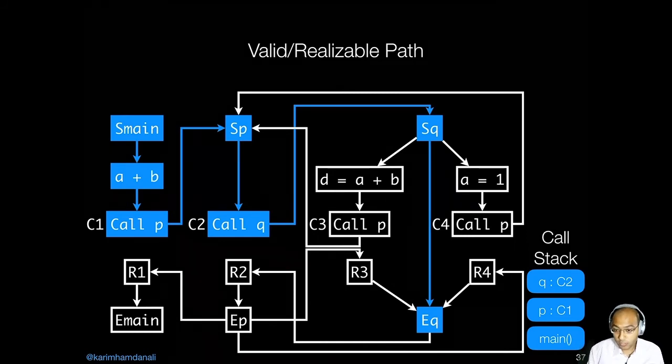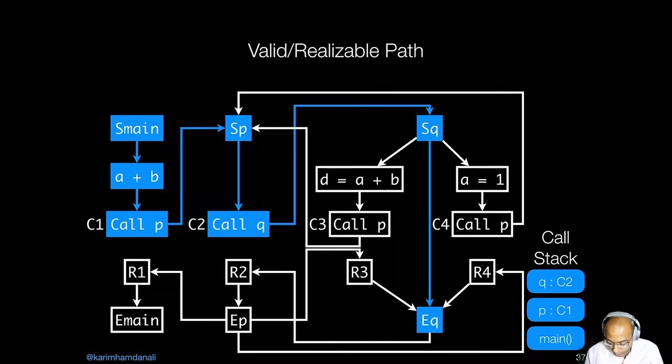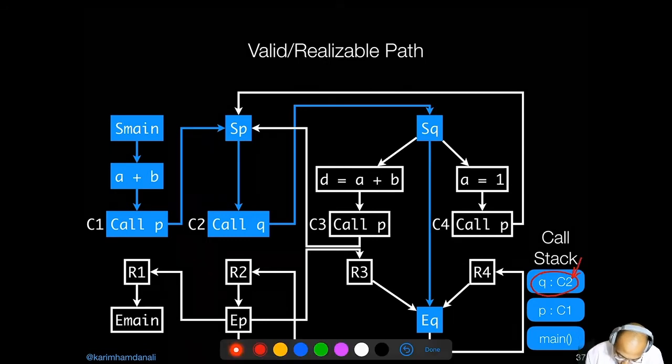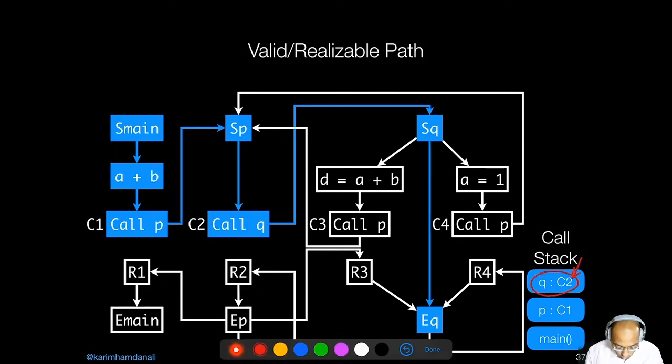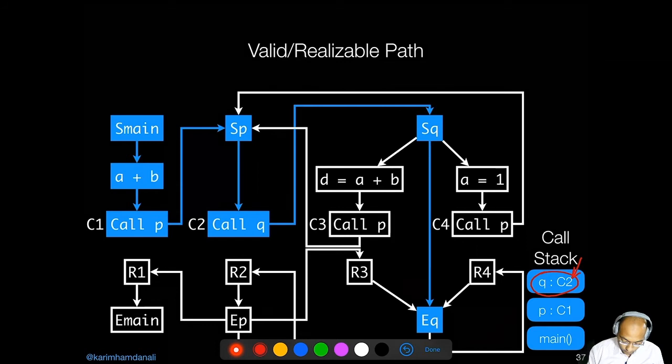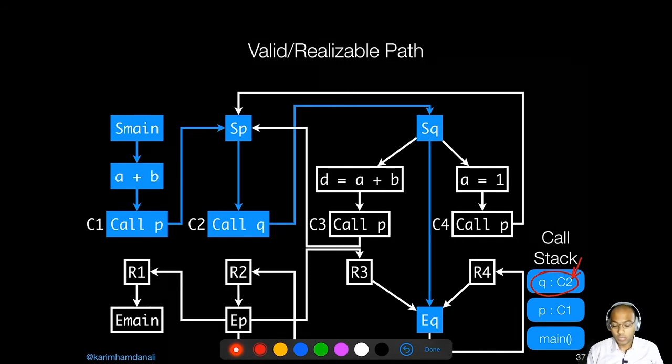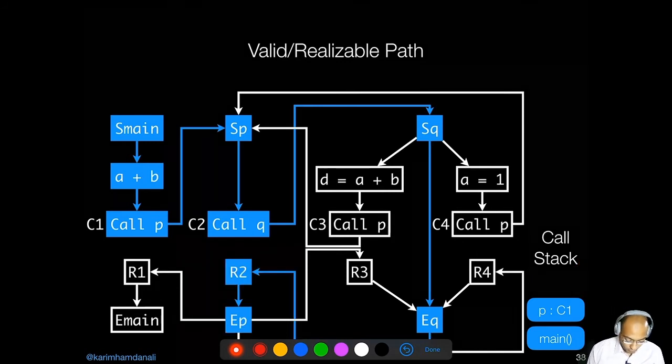So which return site should I go to? Well, I'm going to peek at the top of the stack and see where the last call site was. The last call site was Q at C2, so I should return back to the call site that brought me here, which is going to be R2. So I'm going to go back to R2. And then from R2, there's only one way to go, which is EP.